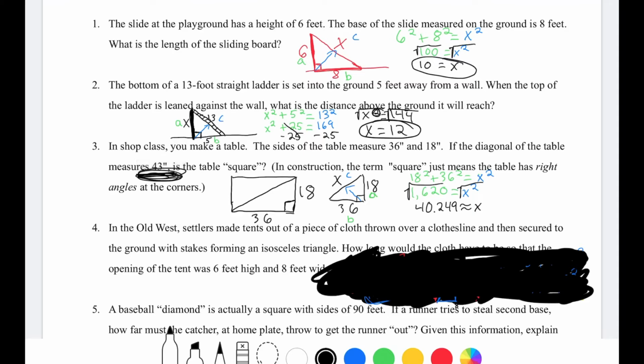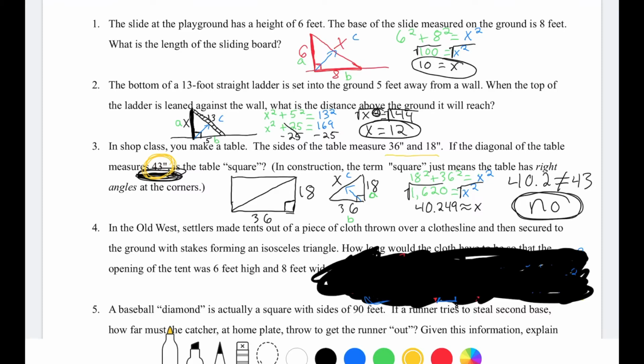So do we get 43 as our diagonal? No. So 40.2 does not equal 43. So the answer is no. This table with a diagonal of 43 is not square. So that means if we were given dimensions of 36 by 18, and we were also told that the diagonal is 43, that means all of the angles are not right angles. Or the corners of the table are not all right angles. So it's a weird looking table.